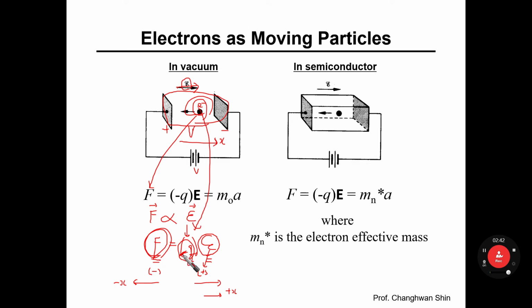So that's the reason why I use the minus sign to indicate the force direction, and the electric field direction is quite opposite if a negatively charged particle is existing within this electric field region. Okay, so now F is equal to minus Q times electric field E.